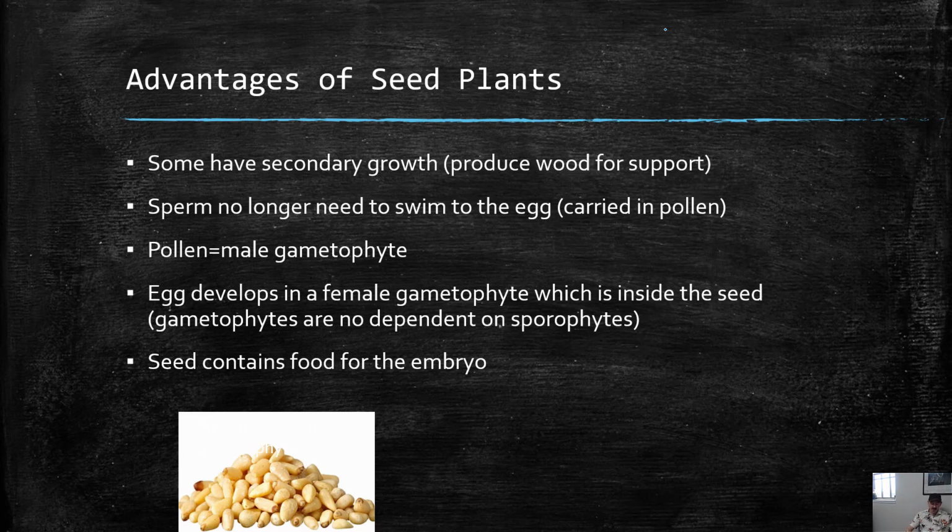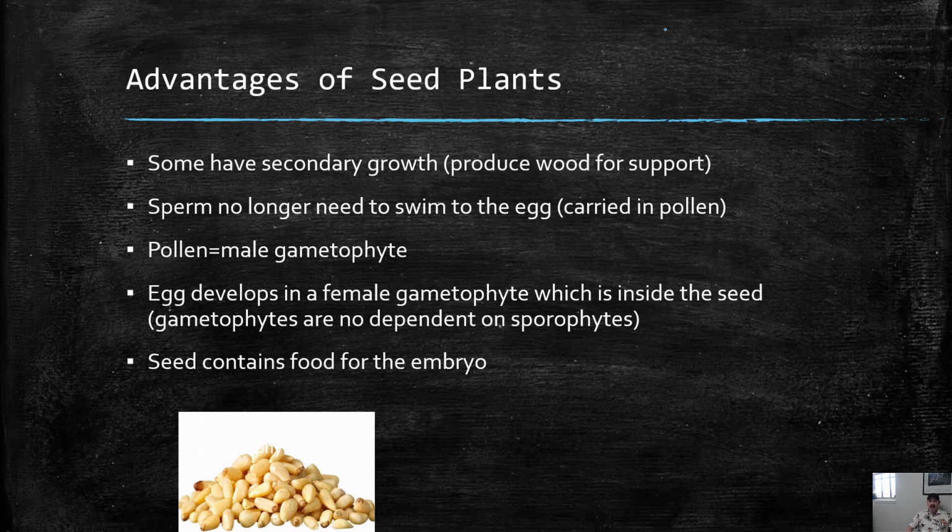So seed plants have lots of advantages, and they quickly colonized the world. And by 300-some million years ago, there were forests forming of tall plants, a lot of them being seed plants, and eventually seed plants took over as the dominant plant in the world. Then flowering plants became the most dominant kind of seed plant.